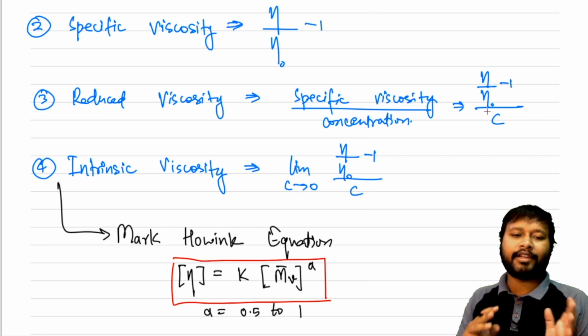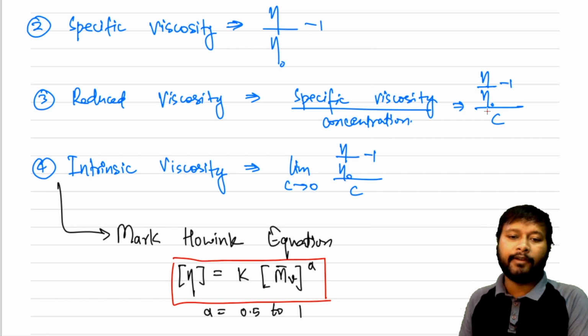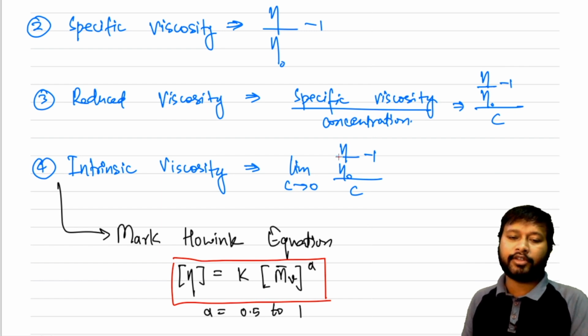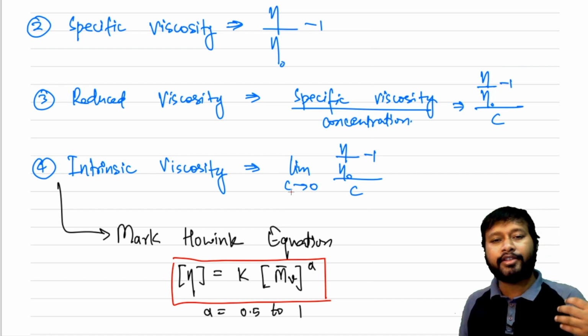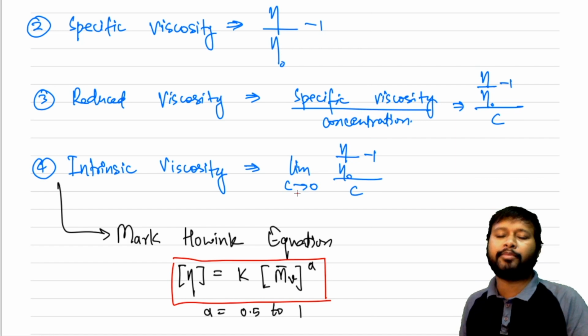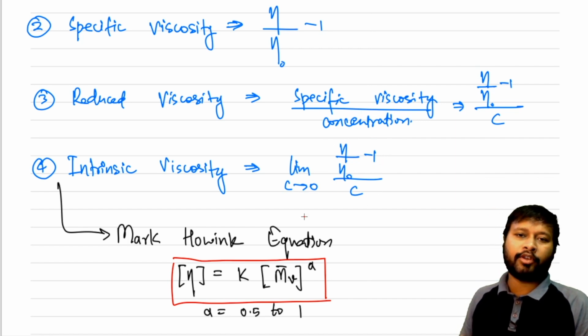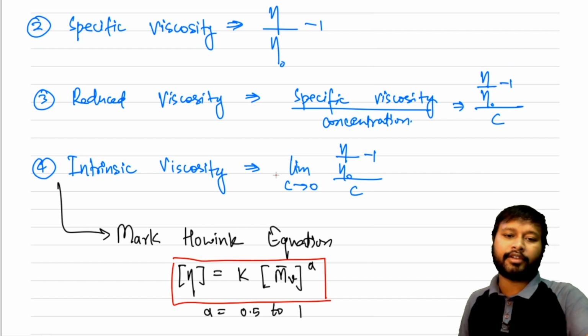One more property is intrinsic viscosity. Intrinsic viscosity is basically what you get when you apply a limit on the reduced viscosity, with the limit C tends to 0. That means the concentration is very small, going up to 0. In that case, whatever viscosity you get is called the intrinsic viscosity.